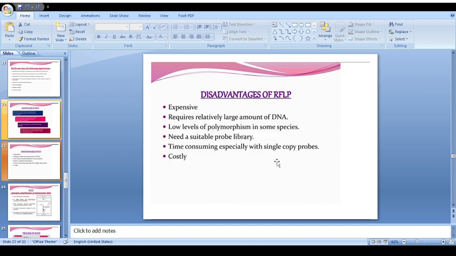And there are some disadvantages. It is highly expensive. It requires a relatively large amount of DNA, but has a low level of polymorphism in some species. It needs a suitable probe library and is time consuming.